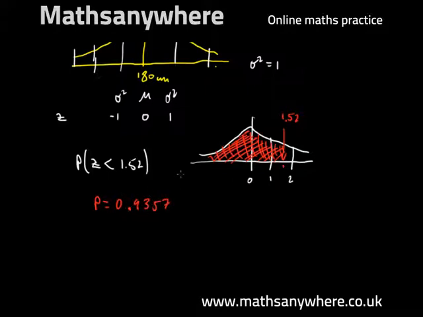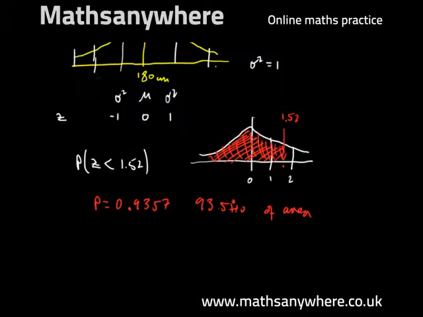So the whole area under the graph is 1, and 0.9357 of the graph. It's a dimensionless area, but if we're going to convert that decimal probability to a percent, 93.57% of the area is to the left of 1.52 on our graph.